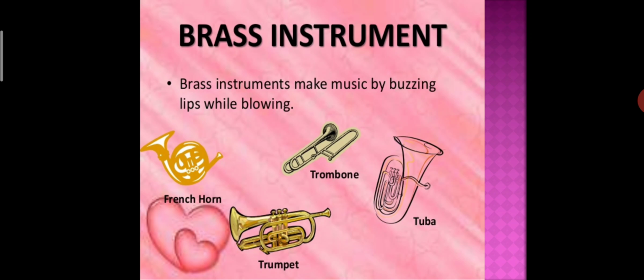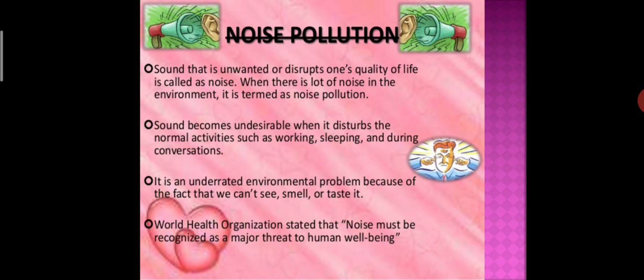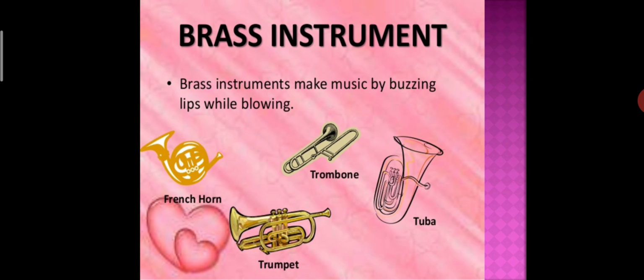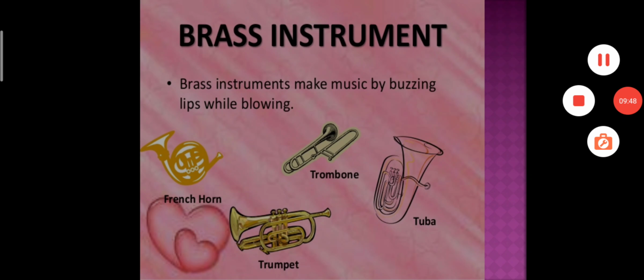Brass instruments. Brass instruments make music by buzzing lips while blowing. So these are our brass instruments, which you play by buzzing your lips. Okay, students, so these are all the types of instruments.